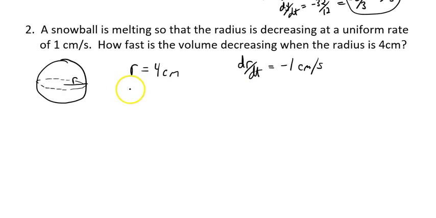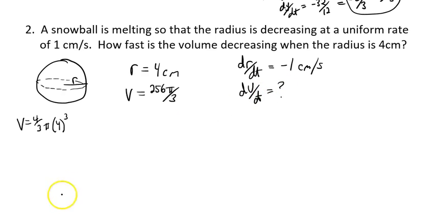Now, we can also, in this case, get the volume of the snowball. You'll notice that we don't end up using it, but the volume would be 4/3 pi times r cubed, which would be 256 pi over 3. We actually don't end up using that, and you'll see why in just a minute. Alright, the thing that we're trying to find is how fast the volume is decreasing. That's a rate of change of volume. So dV dt, I'm going to put a question mark.